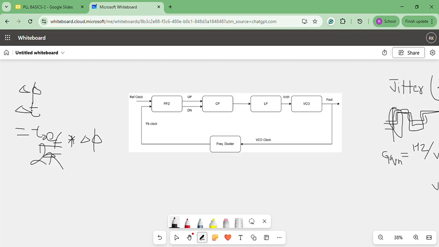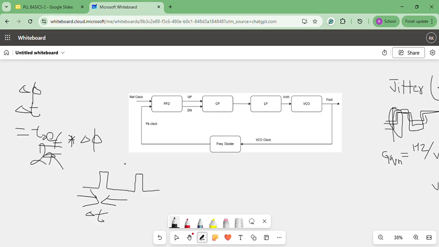So this delta t is basically okay. This PFD, after comparison, will generate up signal and down signal, which we have discussed in last class. Mostly the up signal plays a very important role rather than the down signal. So this is the up signal, and this is delta t, the time duration for which our up signal is high.